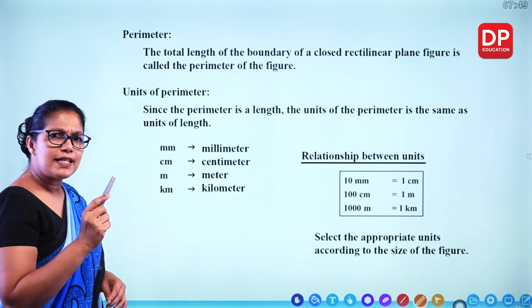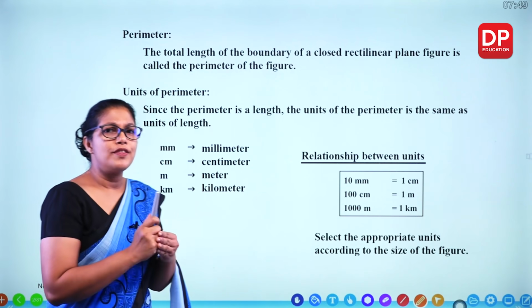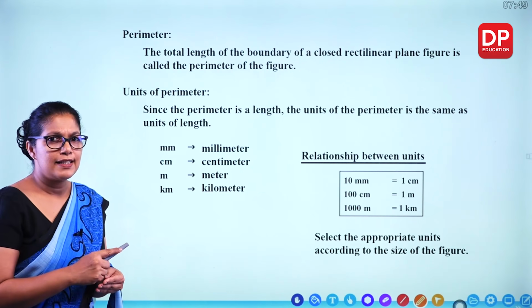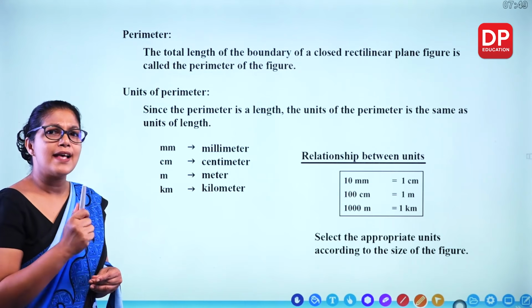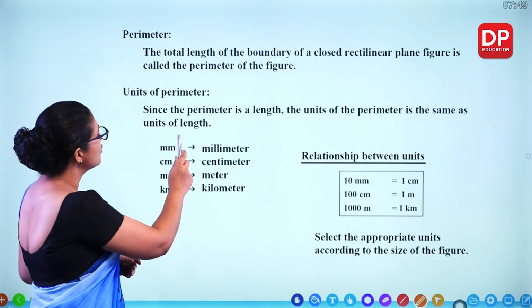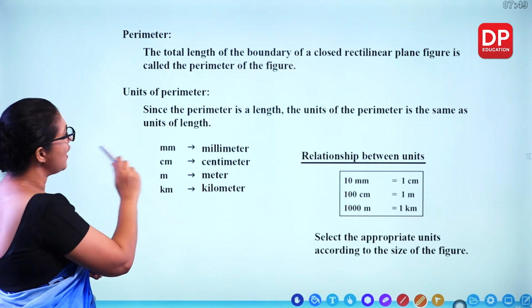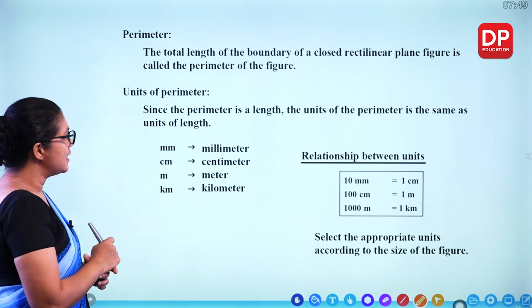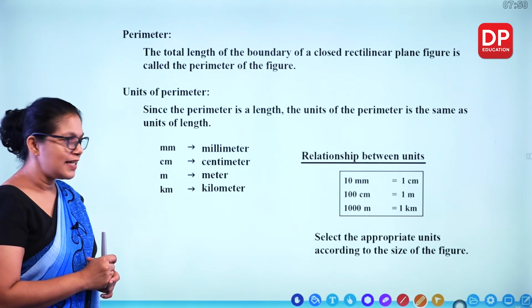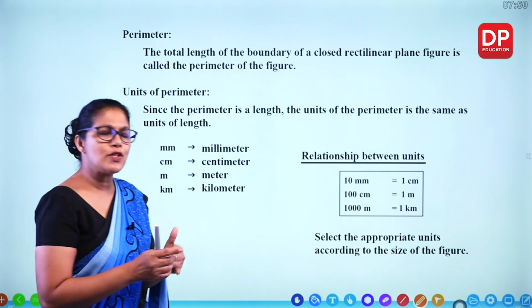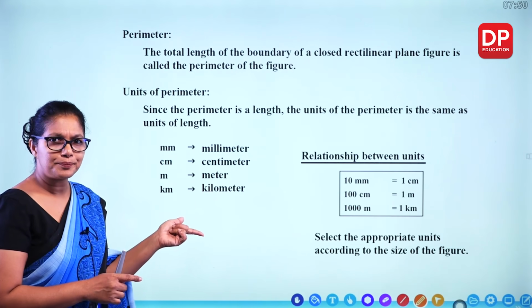Units of perimeter, what are the units? This is about a length, so we use measurements of length. What are the measurements we use for length? Millimeter, centimeter, meter and kilometer. So what's the relationship between these measurements?